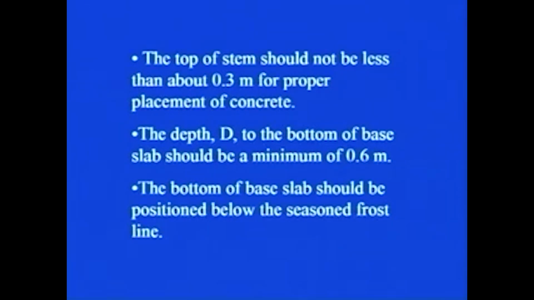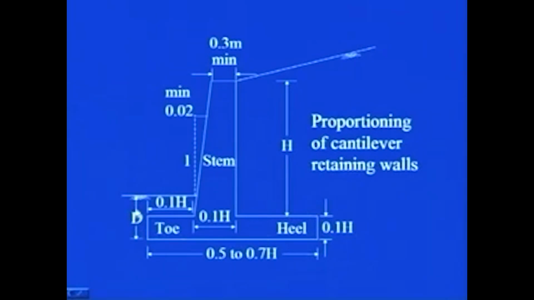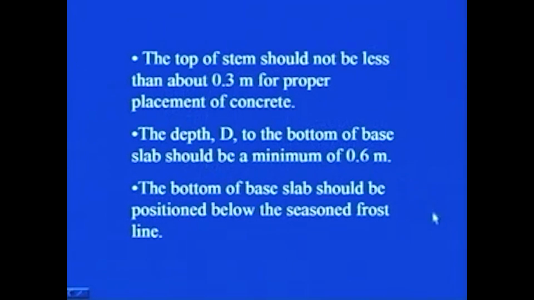The depth D to the bottom of base slab should be a minimum of 0.6 meter. You see, this D is the depth of placement of this base slab below the ground surface. So, minimum 0.6 you have to give, you can give even more than that if the construction permits. The bottom of the base slab should be positioned below the seasonal frost line. These are all the very general guidelines that you must keep in mind before going for construction.